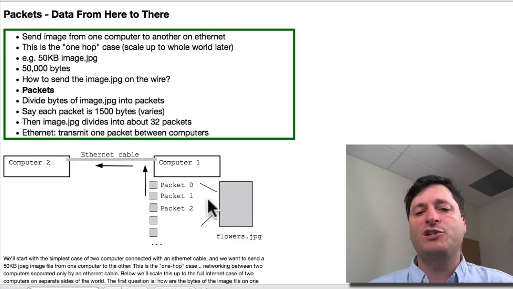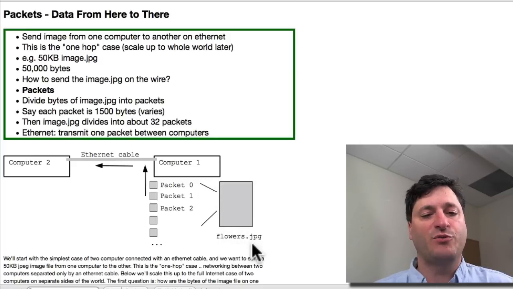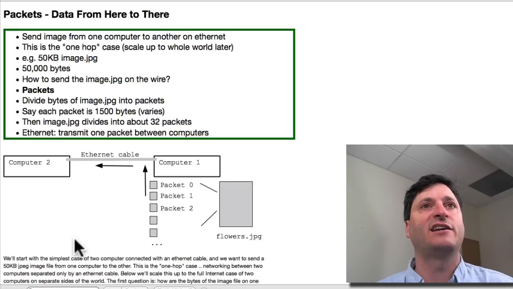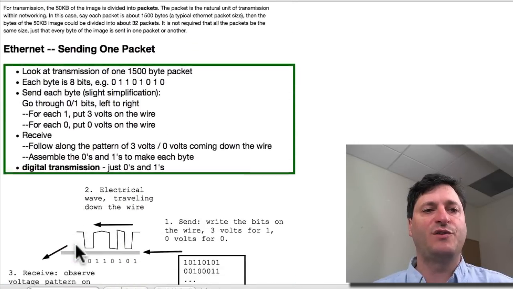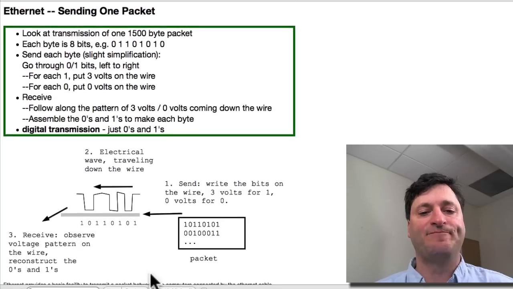So when computer one wants to send this image, really what it's going to do is take the image, all those bytes, 50,000 bytes or whatever it is, and break it into a series of packets where each packet is only 1,500 bytes. And so all we have to think about is, how do you send one packet on the wire? And then you can see how it scales up. You just send all the packets.